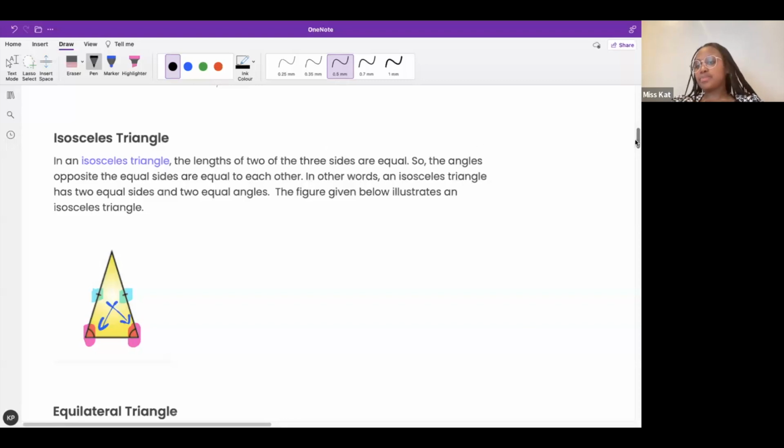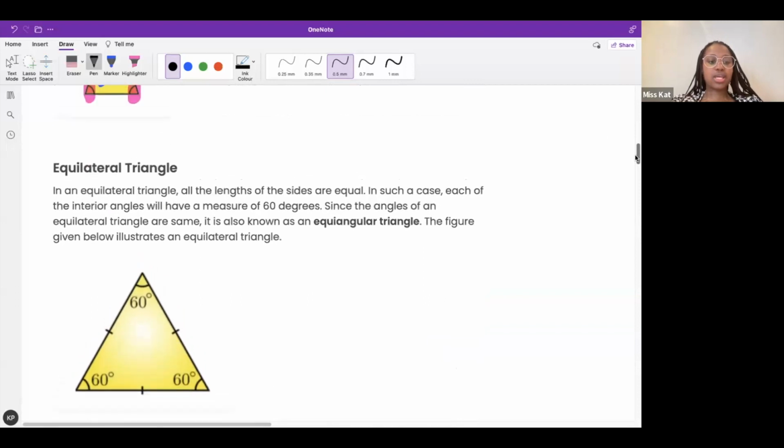So our third type of triangle is an equilateral triangle. And the biggest clue in this triangle is the equi, which should remind you of equal. So all the sides and all the angles are equal. Yes, Chi-Chi.